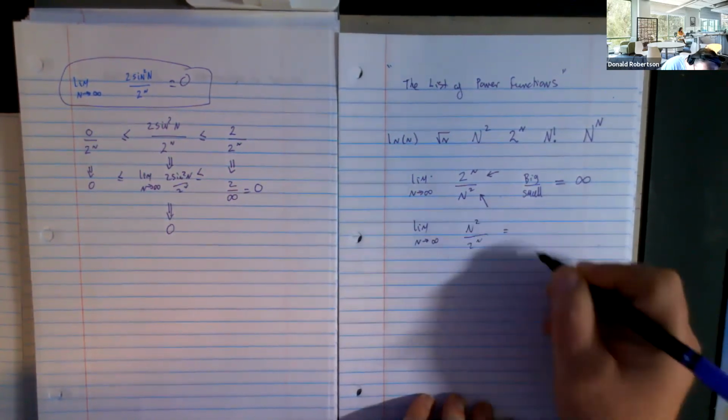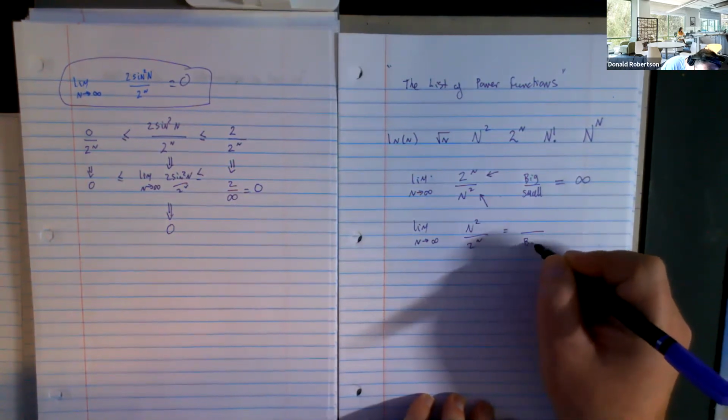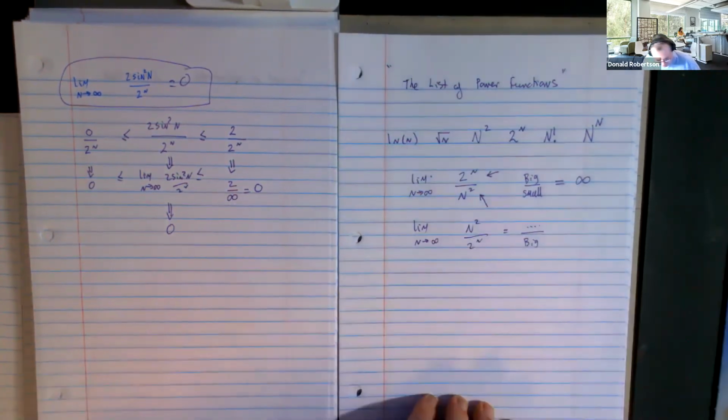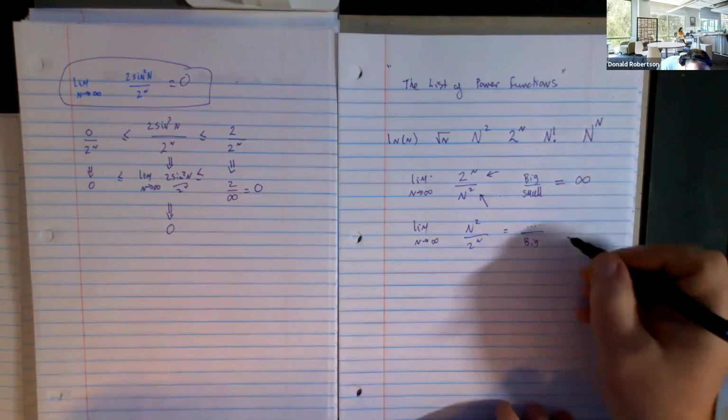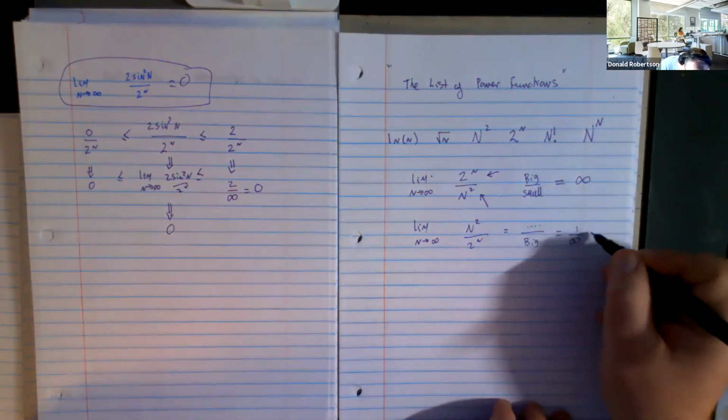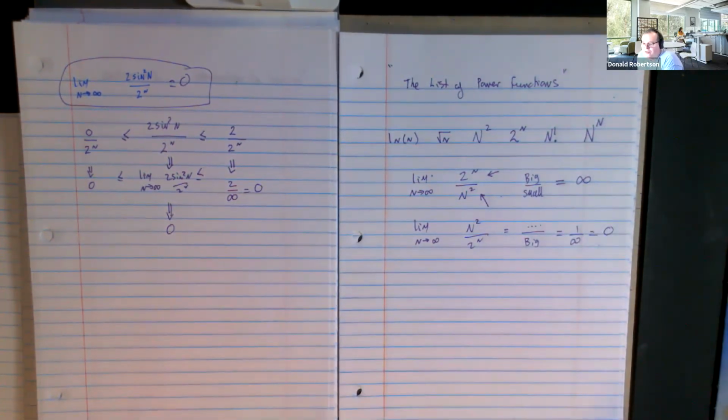Now, if you do it this way around, isn't the big guy on the bottom? You don't really care about the top guy. If the big guy's in the bottom, you get essentially 1 over infinity, you'll get 0. So look at your fraction. If the biggest powerful function is on the top, the answer is infinity. If the biggest power is on the bottom, the answer will be 0. And that's all you need to know.